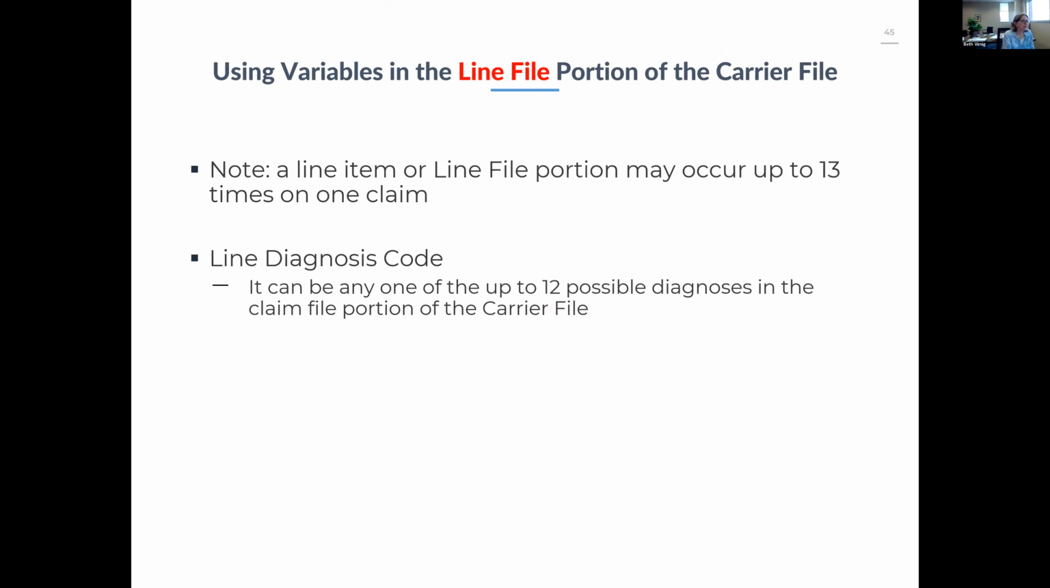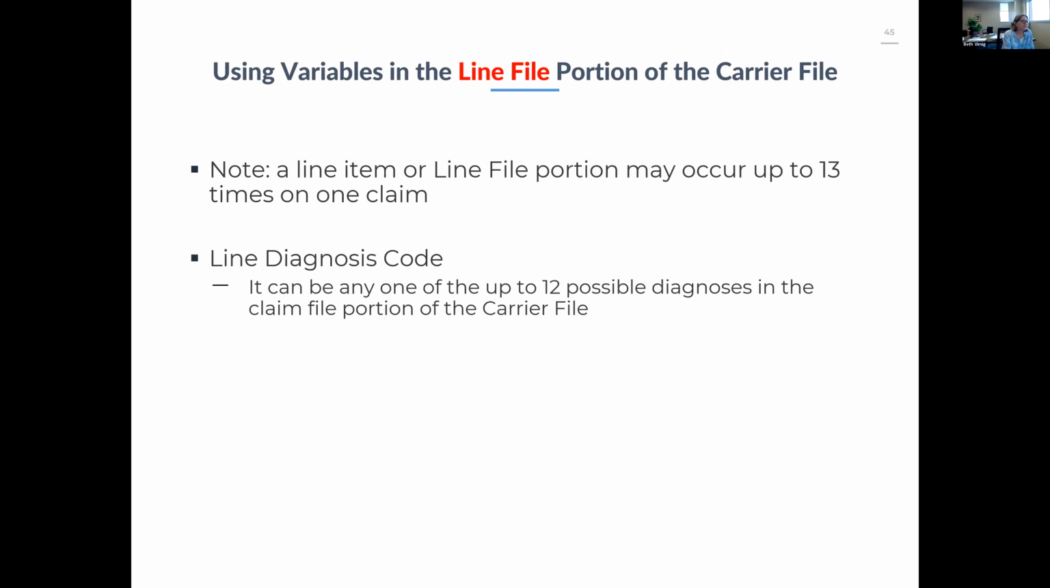There's also a line file. Each claim can have up to 13 lines. So that means that if somebody has 17 lines, they will have 2 claims. They'll be broken up. The line diagnosis code has to be one of the summary diagnosis codes, but it can be any one of them.